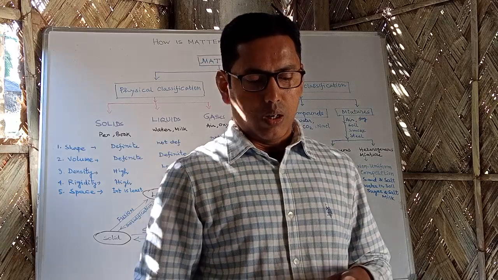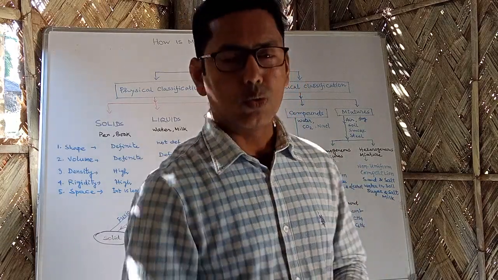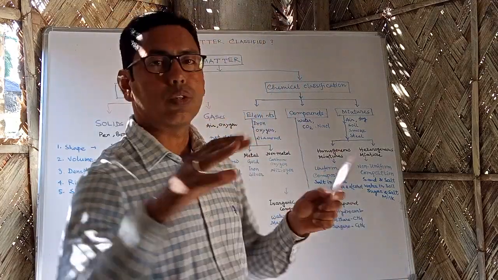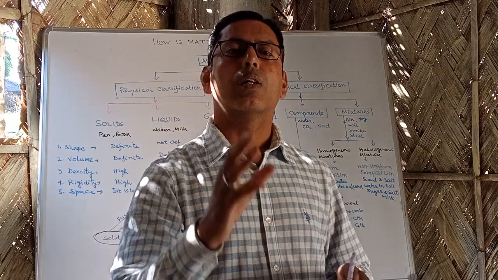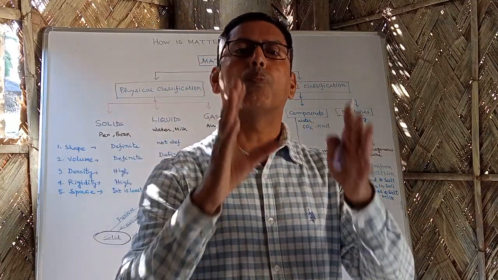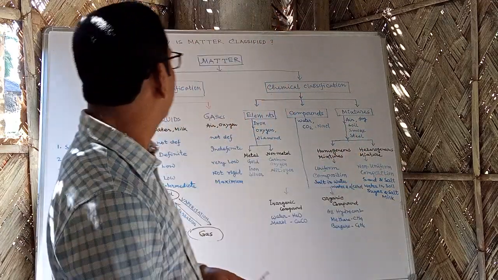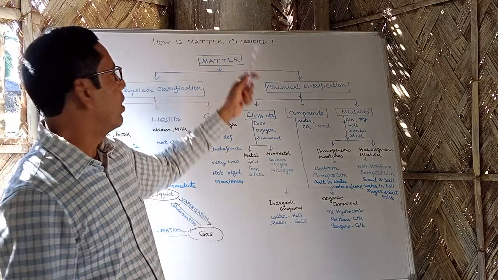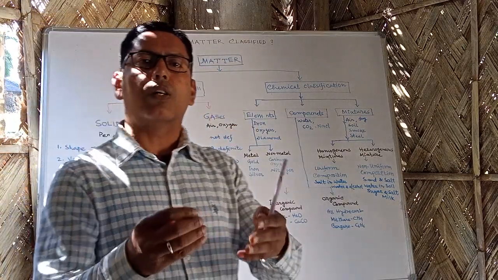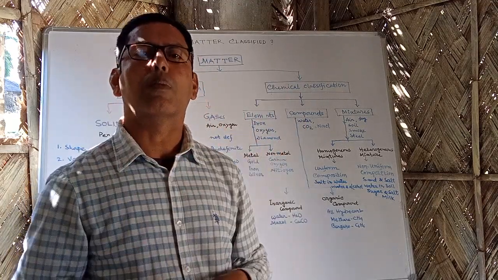Now we are going to discuss the states of matter as a line diagram. See how matter is classified in the line diagram on the board. We have already said what matter is: anything which occupies space and has mass is called matter.